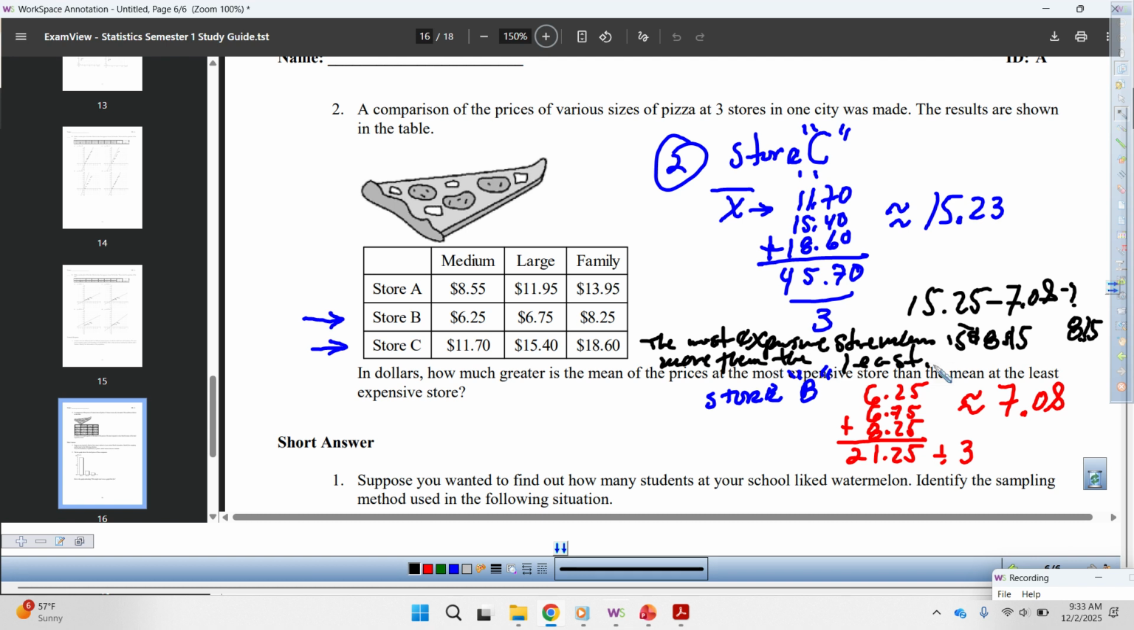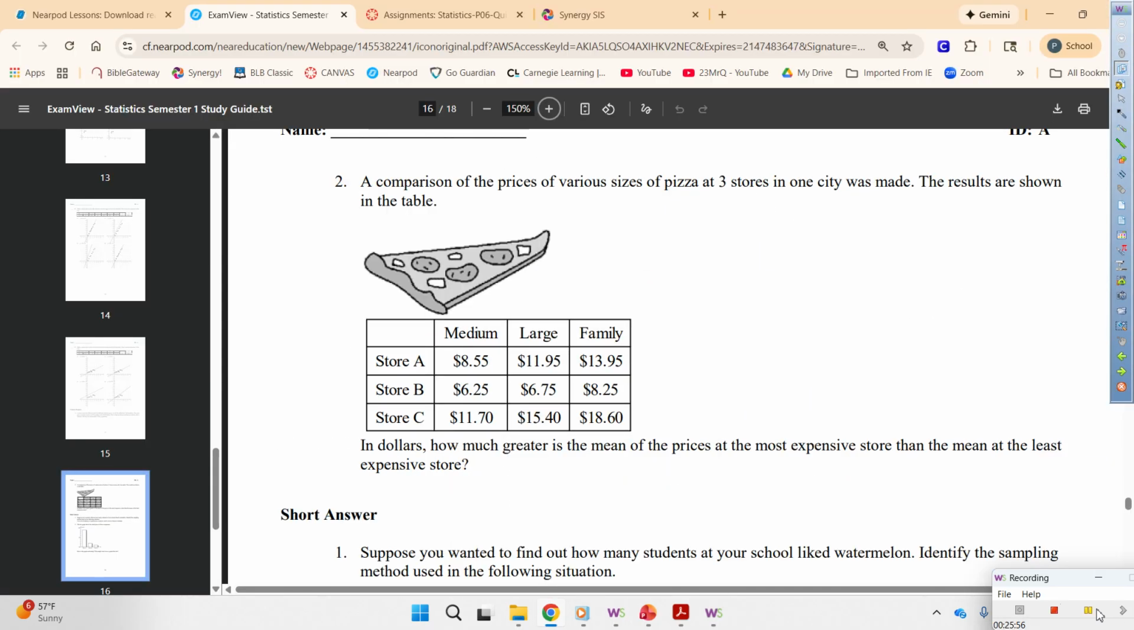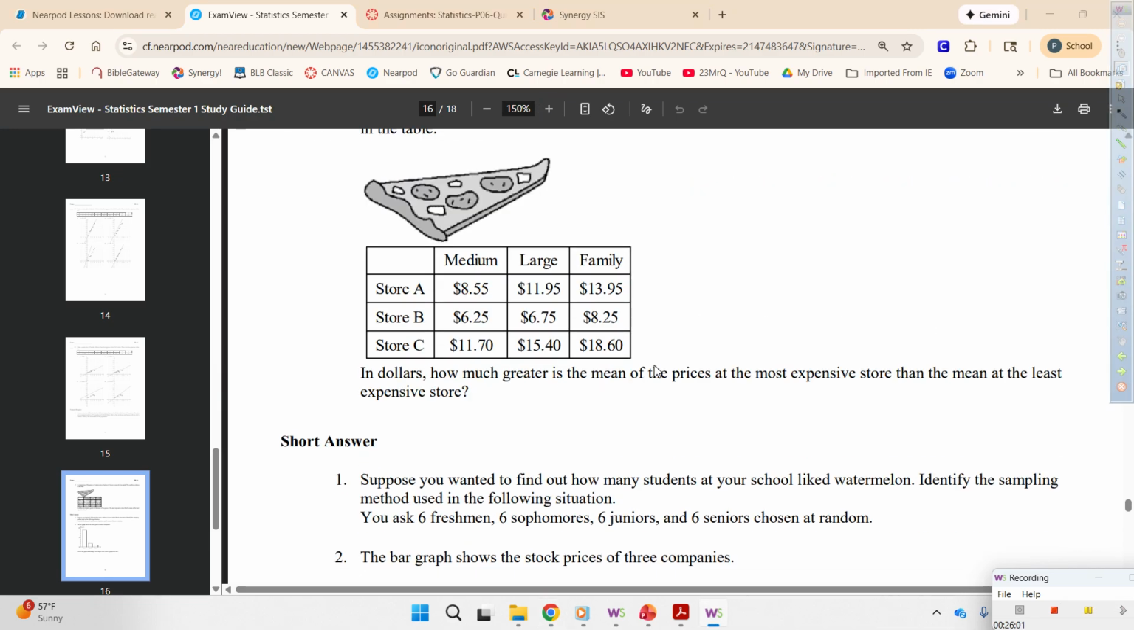That make sense? Pretty straightforward? Do we need to do any work with store A? No. Just focus on whatever they're asking you to do. All right, let me send you a screen so you can send me your work. All right, thank you for sending that in. Let's go to the next one.